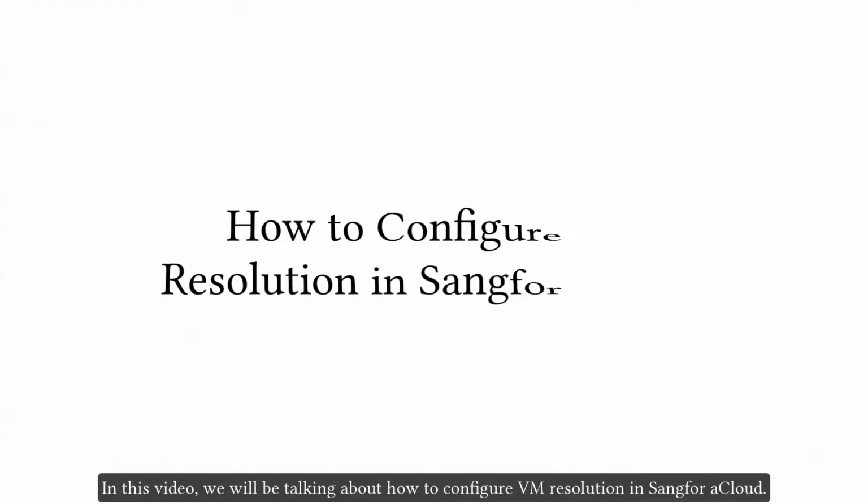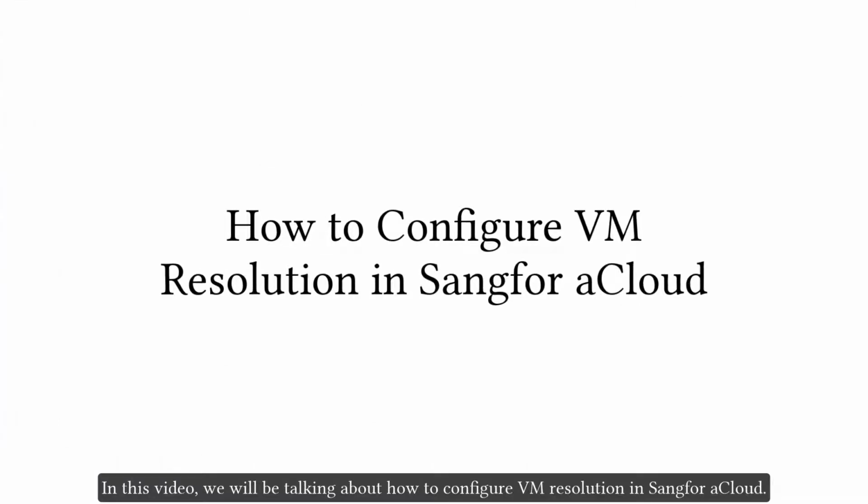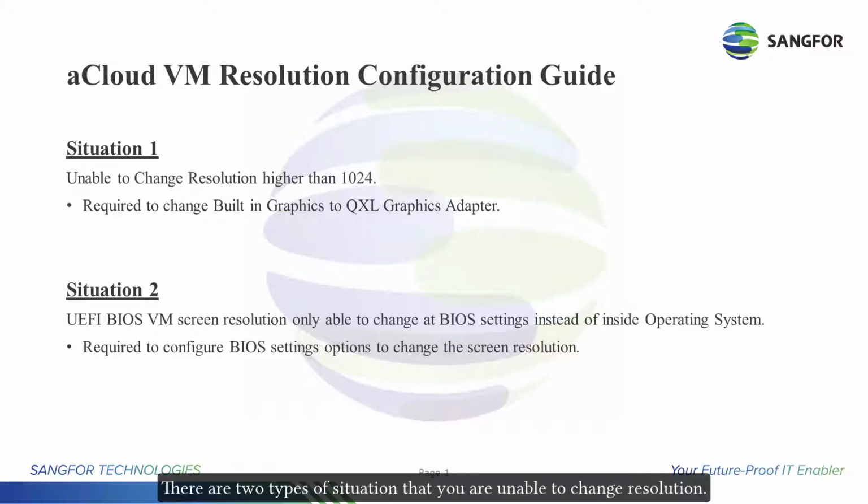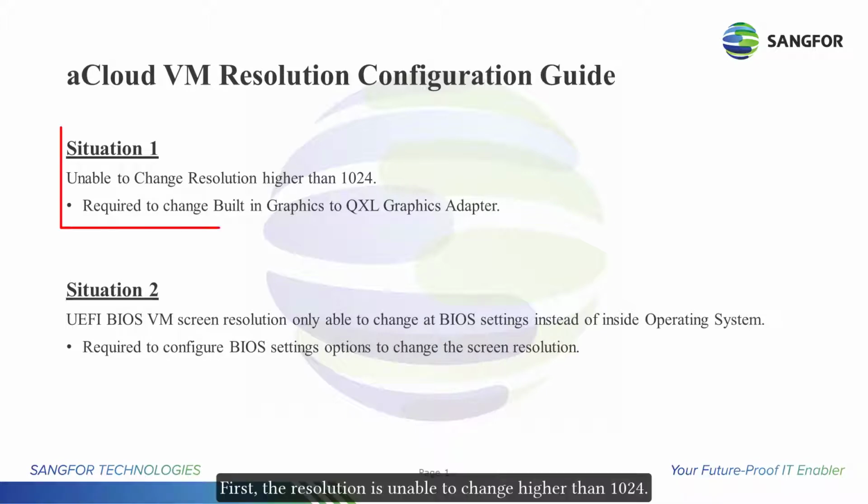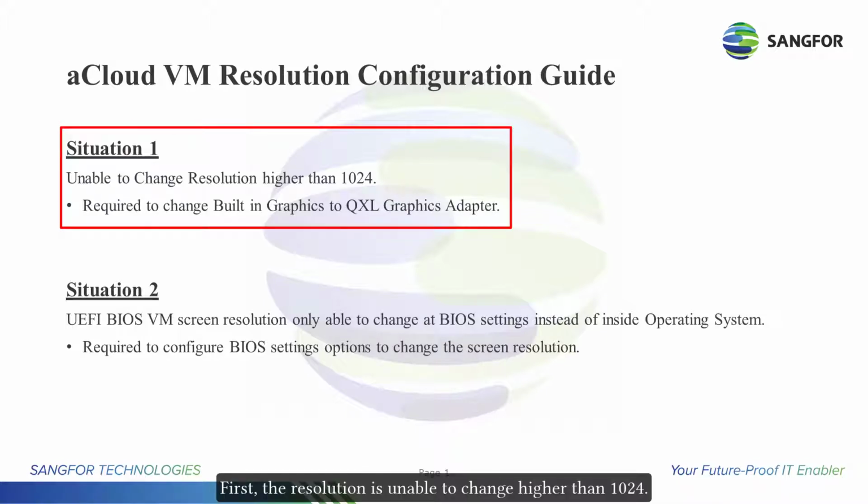In this video, we will be talking about how to configure VM resolution in Sangfor aCloud. There are two types of situation that you are unable to change resolution. First, the resolution is unable to change higher than 1024. We will need to change the VM adapter to QXL graphics adapter.